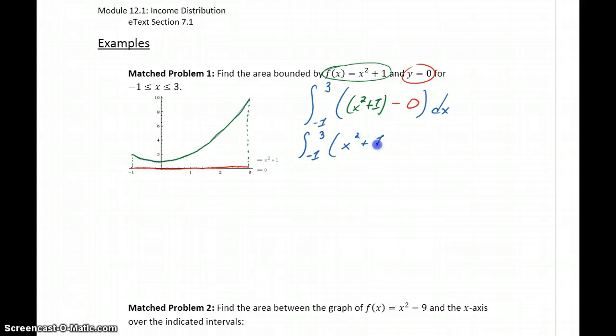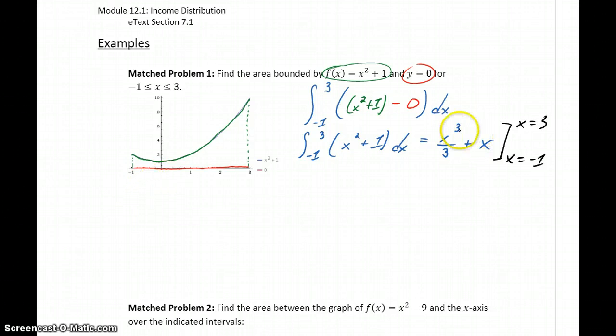in this case of x squared plus 1 dx, which will give us x cubed over 3 plus x, which we'll want to evaluate from x equals -1 to x equals 3.